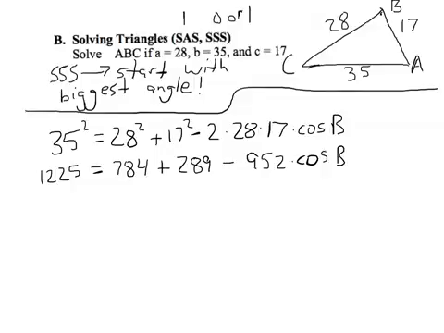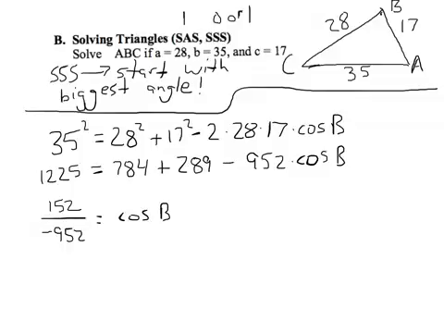First thing I'm going to do is take the 784 and the 289, subtract them from both sides. So in the end I'm going to go 1225 minus those two values. If I do that, I'm left with 152. So imagine these two things are now gone, subtracted from 1225. And so the next step would be to divide by that negative 952. So, a little shortcut here, I'm going to get 152 divided by 952 equals cosine of angle B.